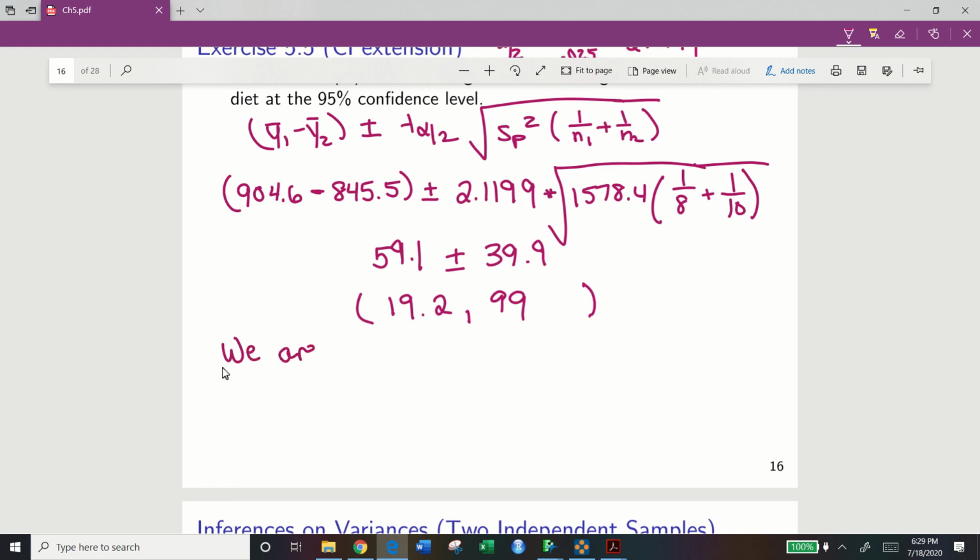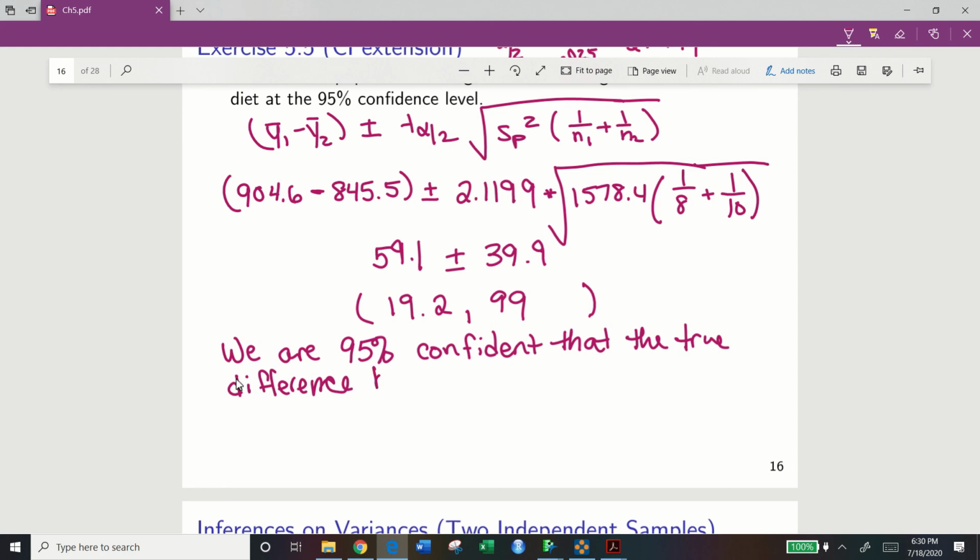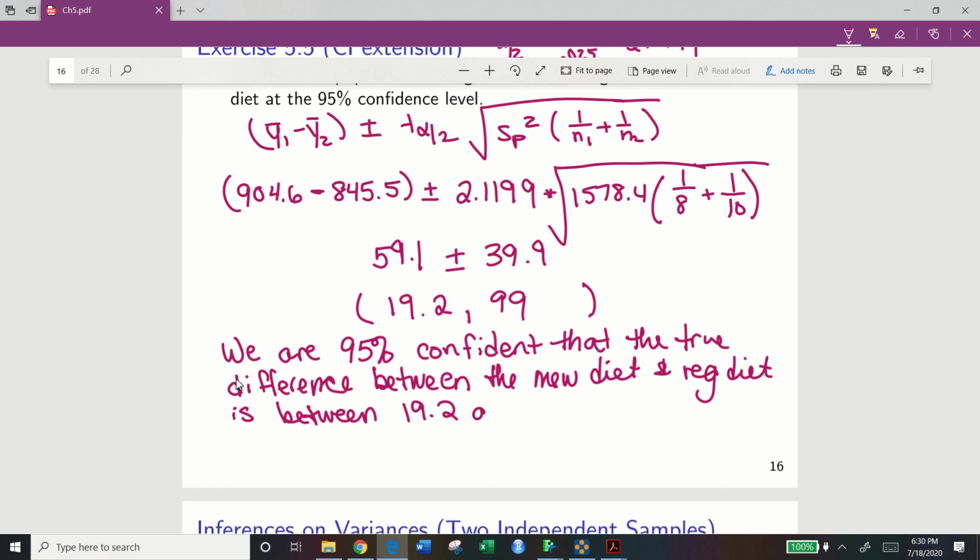And we will state that we are 95% confident that the true difference between the new diet and the regular diet is between 19.2 and 99 pounds.